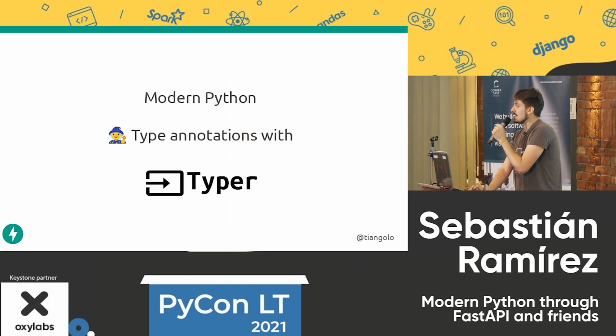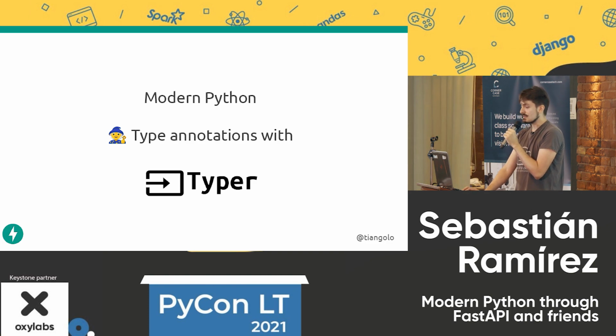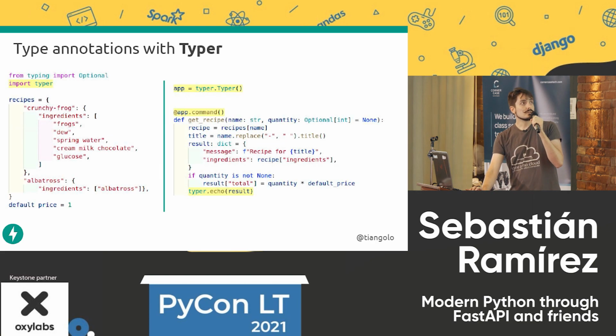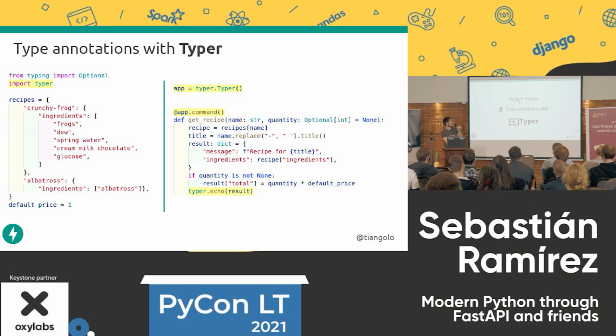Cool. Now let's change the example. Now let's see how we can use these type annotations with Typer. So now let's say that we are building a command line application, not a web API, a command line application. So instead of importing FastAPI, now we import Typer. We create an app with Typer. We decorate this function with app.command. So we are telling this Typer app, hey, this is the command that I want to run.